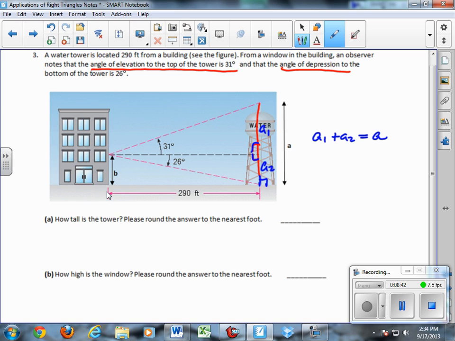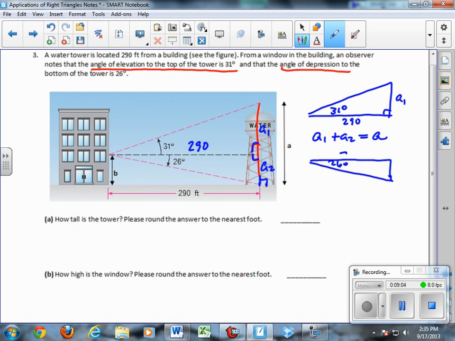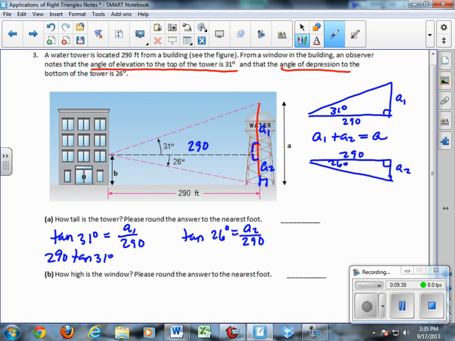I know this length right here is the same as this length, which is 290. So I have a triangle that looks like this: 31 degrees here, 290, a right triangle, and I'm trying to find this, A sub 1. And I also have a triangle that looks like this: 26 degrees, 290, and A sub 2. So what relates 31 and the opposite side and the adjacent side? Well, that would be tangent. So tangent of 31 degrees is equal to A sub 1 over 290, and tangent of 26 degrees is equal to A sub 2 over 290. So 290 times tangent of 31 degrees is equal to A sub 1. 290 times tangent of 26 degrees is equal to A sub 2, and then A sub 1 plus A sub 2 would give you your answer.